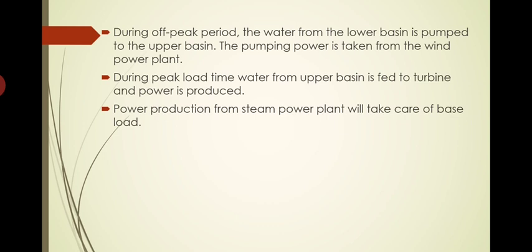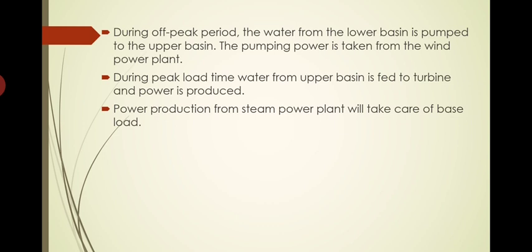During the off-peak period, the water from the lower basin is pumped to the upper basin. The pumping power is taken from the wind power plant. During the peak load time, water from the upper basin is fed into the turbine and power is produced. Power production from the steam plant will take care of the base load. So it will always be running to meet the base load.